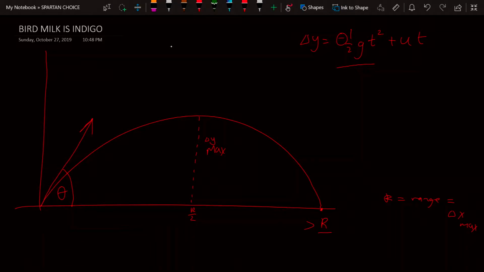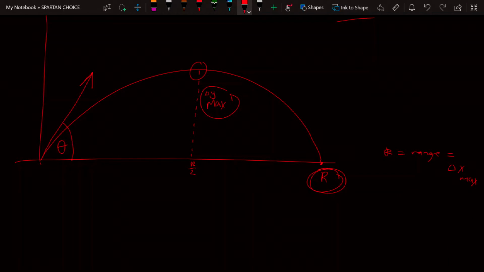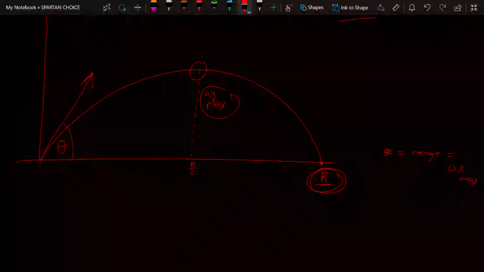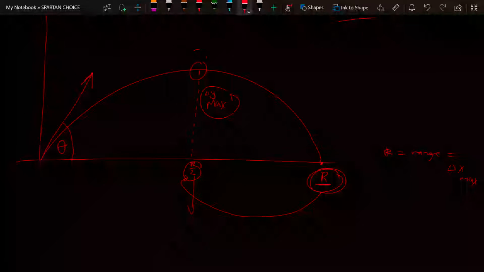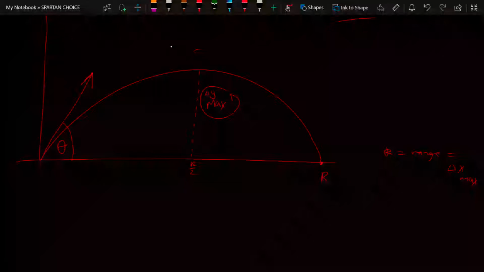Now my question is, can we find the coordinates of this point, or actually, can we find the maximum height and the total range? Well, the answer is, of course we can. But how will we do that? If we can find r, then that's half of the problem done. If we find r and divide it by 2, we get r over 2. If we get r over 2, we can substitute it into the equation of motion, and we should get the maximum height, right? So our first thing to do is find r. How do we find r? Think for a second.